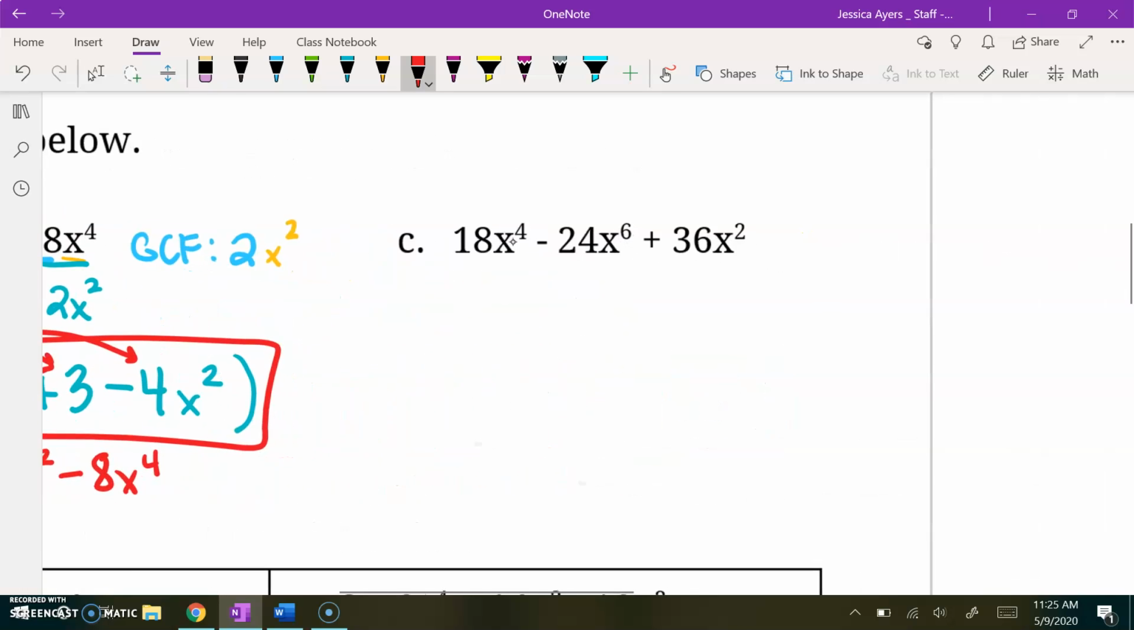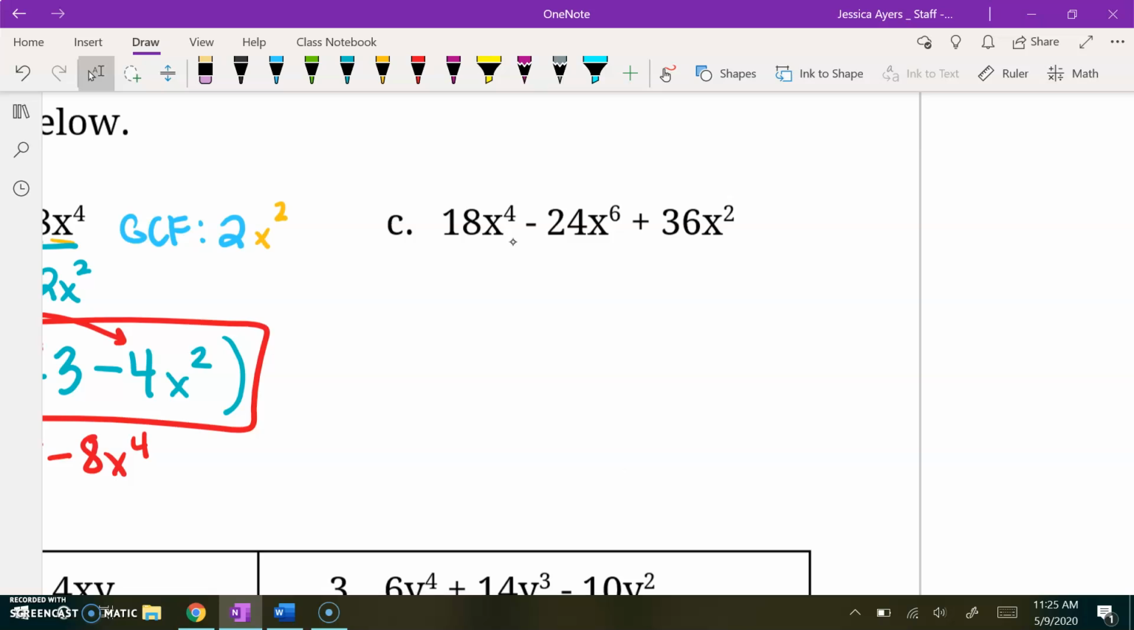Final one we'll do together is C. So taking a look first at our numbers, 18, negative 24, and 36. The smallest number is 18, so we're going to make our list over here. So it's 1 and 18, 2 and 9, and 3 and 6. 18 does not go into 24, so we know that is not part of it. 9 does not go into 24, so we know that does not work. 6 goes into 18, 24, and 36, so we know that's part of the GCF.